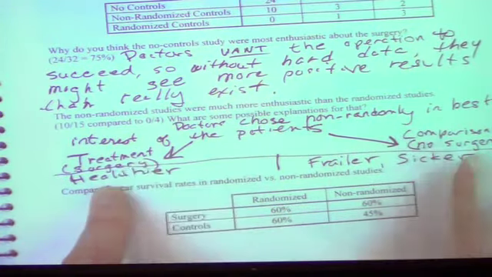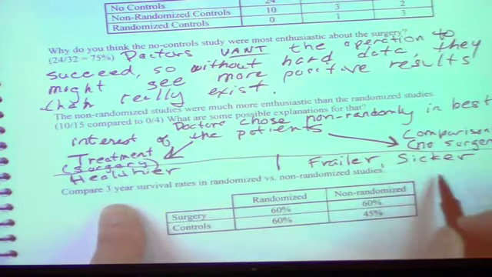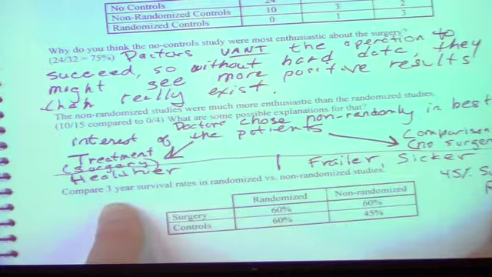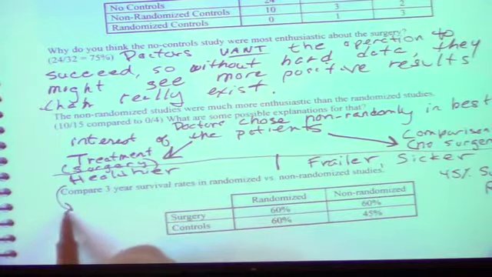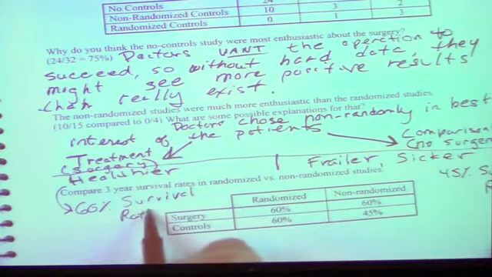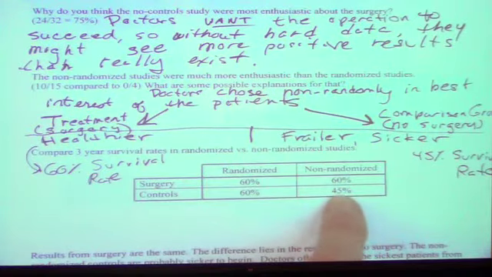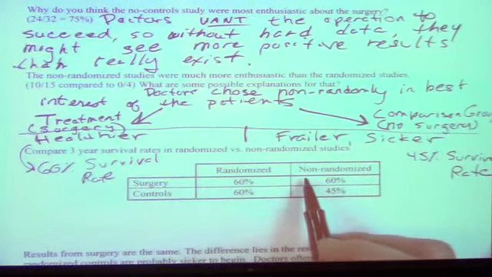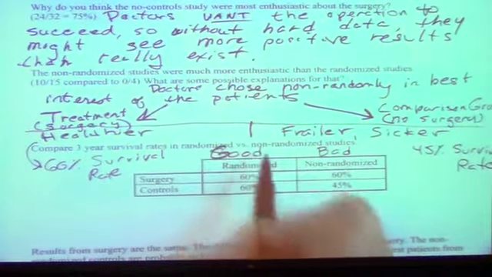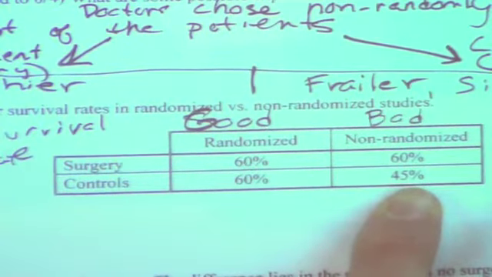These people have the operation, these don't. And we look after 3 years and we see that this group only has a 45% survival rate. And this group has a 60% survival rate. Do you see where I'm getting that from? Right here. Much higher. And that's why these are the non-randomized studies. These are the bad studies. These are the good ones. I'll just write bad and good. Do you see why they were markedly enthusiastic now? Does this make sense to you?